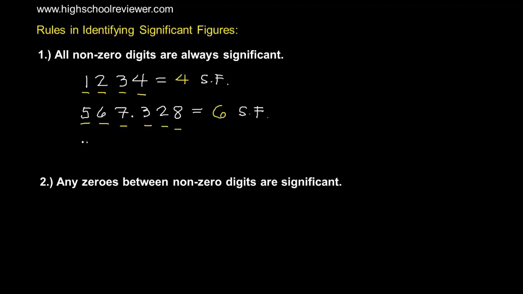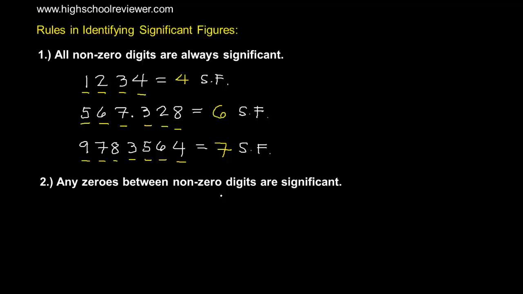And let's try another example. We have 9, 7, 8, 3, 5, 6, 4. Again, all of them are non-zero digits, so therefore all of them are significant. And we have 1, 2, 3, 4, 5, 6, 7. We have here 7 significant figures.